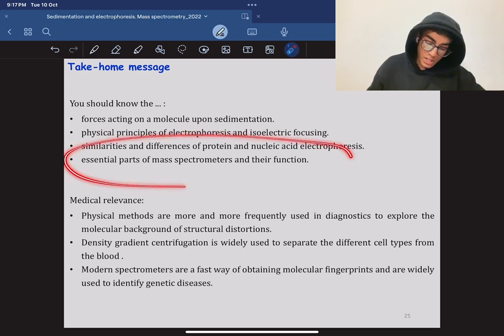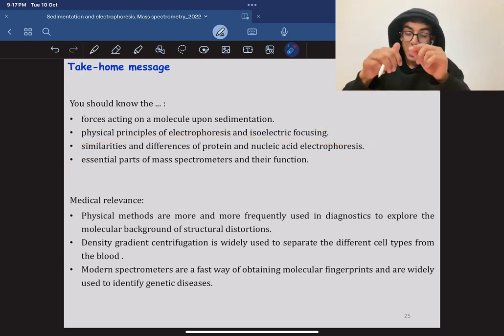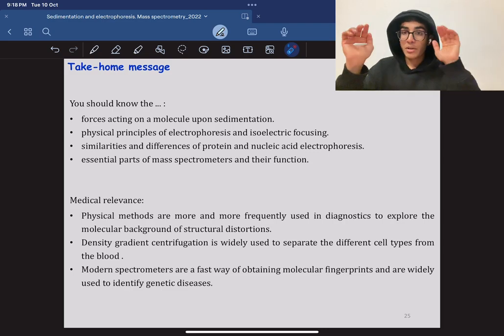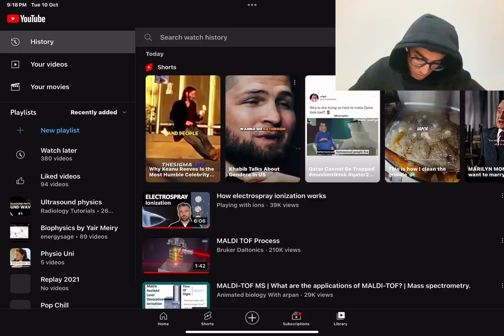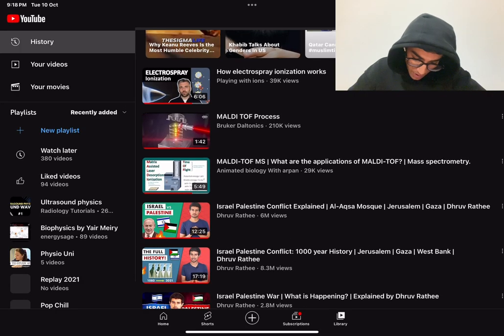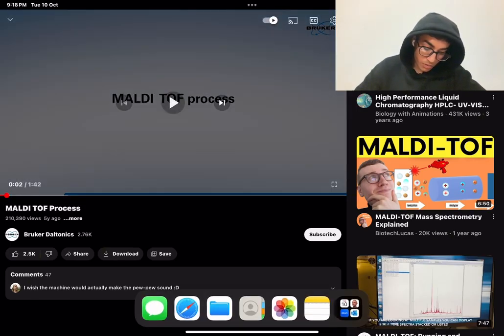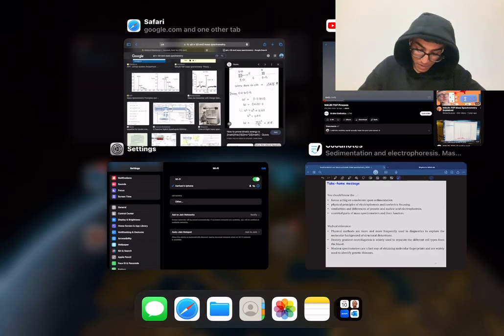Essential parts of mass spectrometers and their function. I really, really recommend going on YouTube right now, typing in MALDI-TOF, M-A-L-D-I-TOF. Just write that out and you're going to get crazy animations. They're going to be so good. I have to show you guys that video. One second. Yeah, this one. Bruker Daltonics. I'm not going to show the video right now because I don't know what's going to happen. But yeah, Bruker Daltonics. Watch this video, please. It's really, really nice.